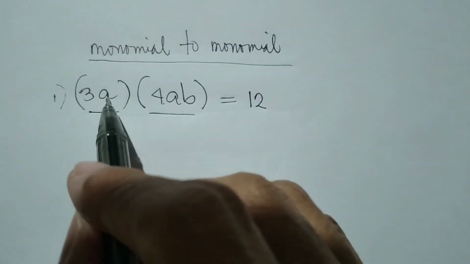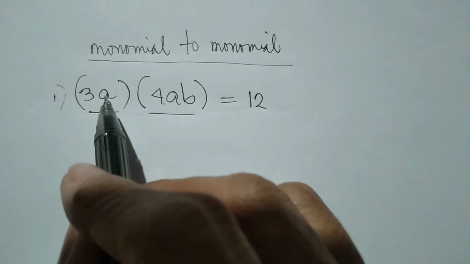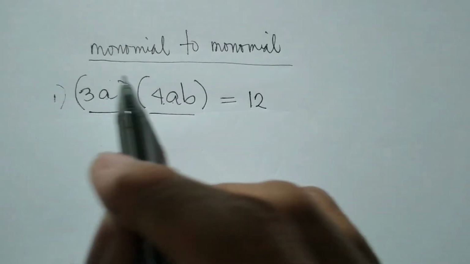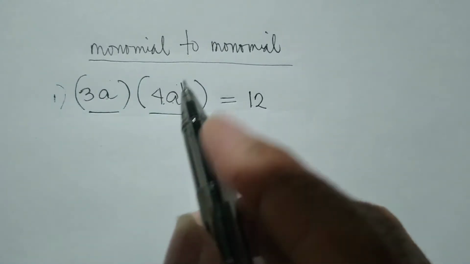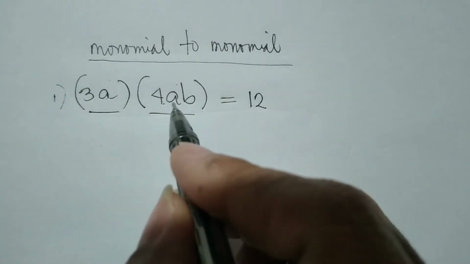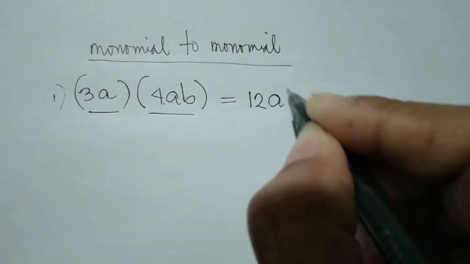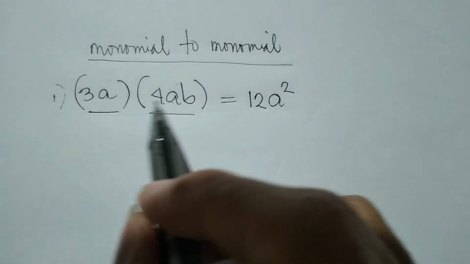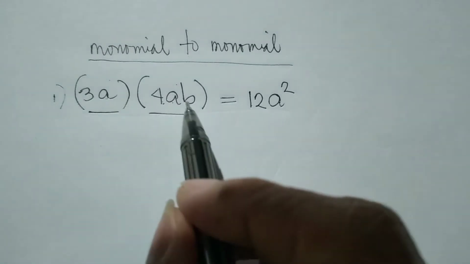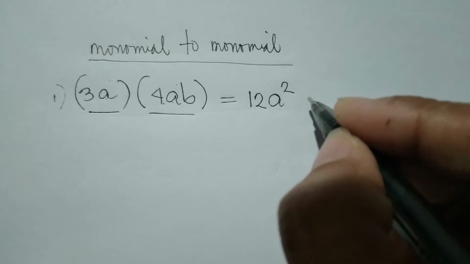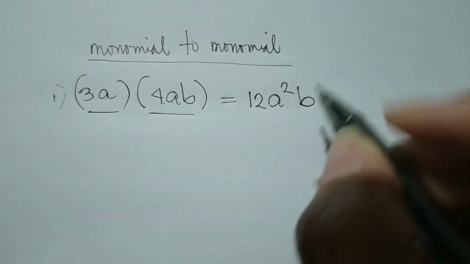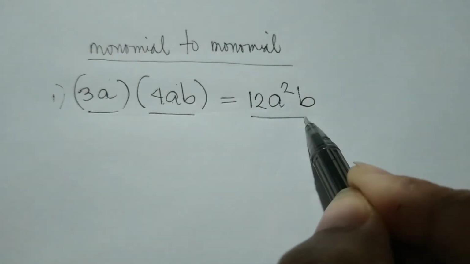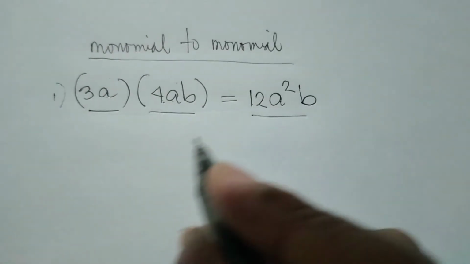And then multiply our variables. Look at the exponent, you just add the exponent. So you have the exponent of a, which is 1, and the exponent of a, which is 1. So you just add. So how many a we have in all? We have a squared. And then in the first factor, you don't have b, and the second factor, you have b. Then you just copy that one. So you have the product, which is 12a squared b.